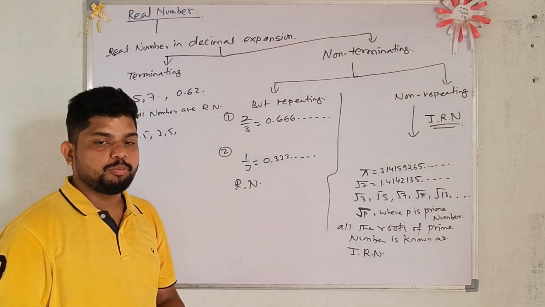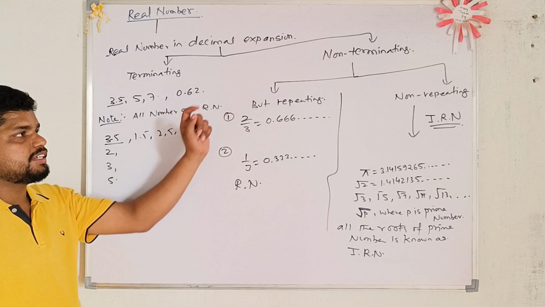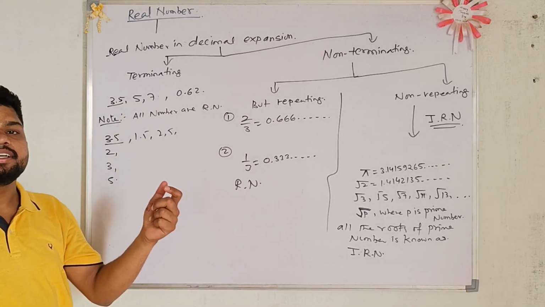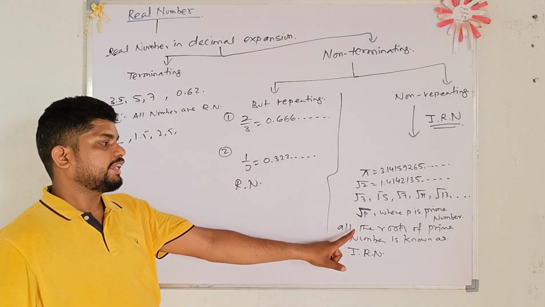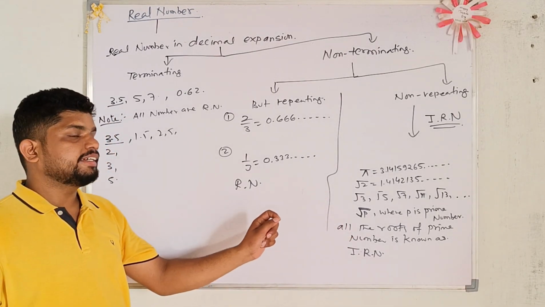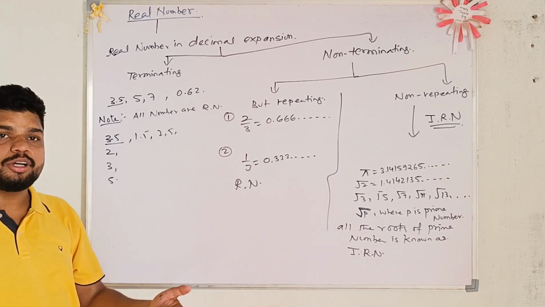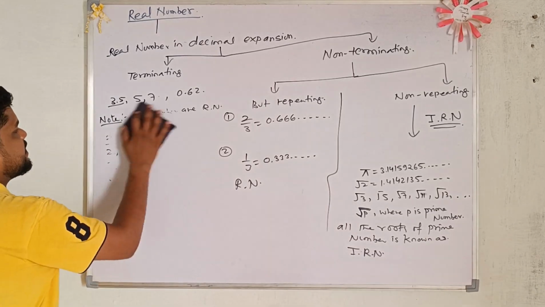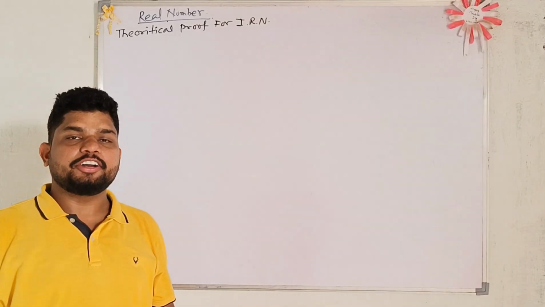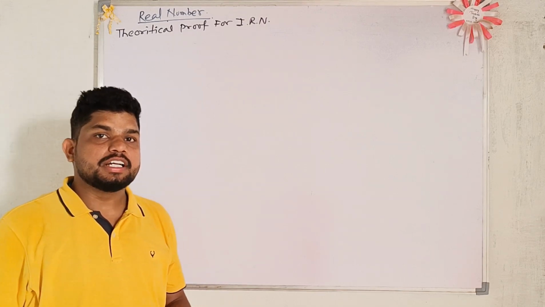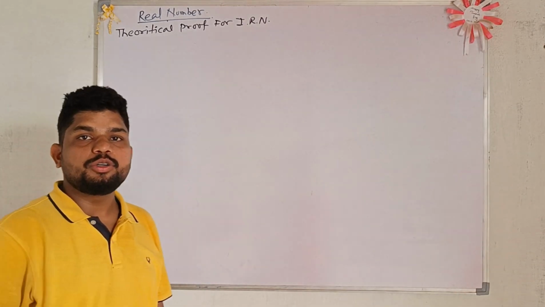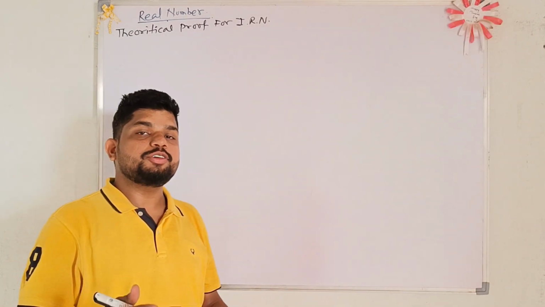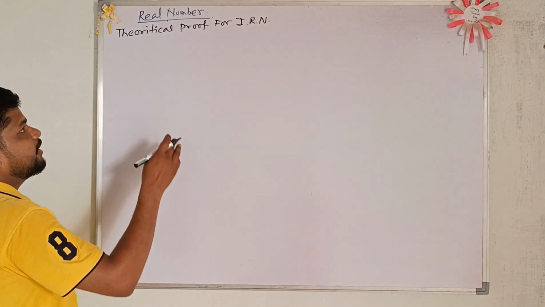Now we will see how to prove this. We will see the theoretical part, to prove that the root of a prime number can be shown to be an irrational number. We shall do it by the method of contradiction. Let's erase this. Suppose we are asked to prove that root 2, root 3, root 5, root 7 are all irrational numbers. Then we shall learn how to prove that.